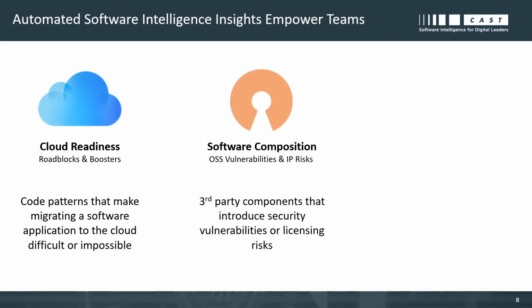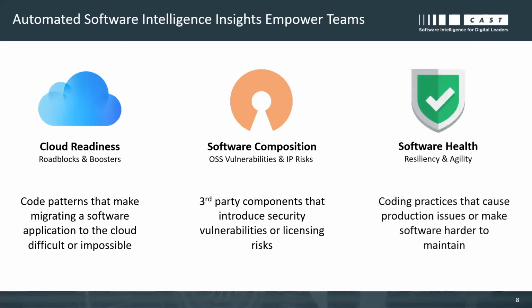Software composition is another type of software intelligence insight. Software composition is analyzing the code and identifying the third-party components or dependencies, or open source dependencies, that could potentially introduce additional risks such as security vulnerabilities or licensing and legal requirements and risks. So that's another area that goes into planning when going to the cloud.